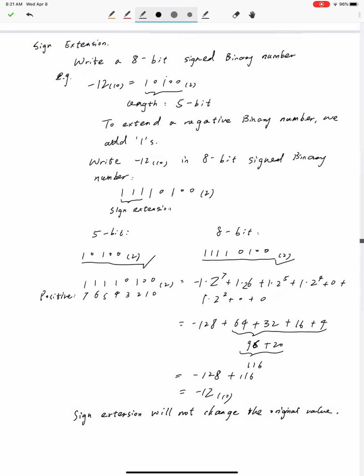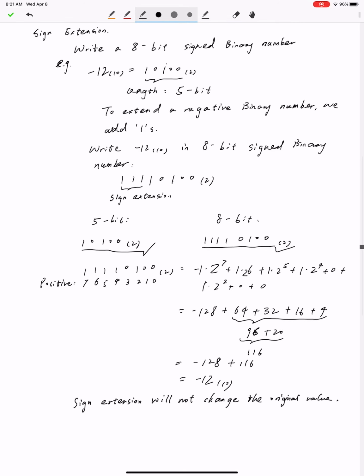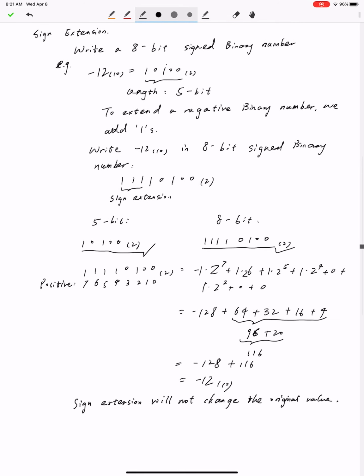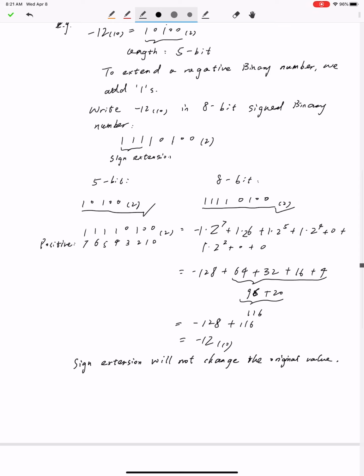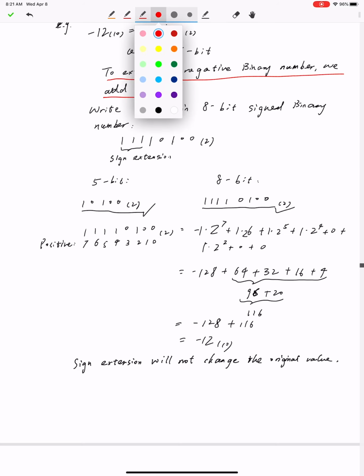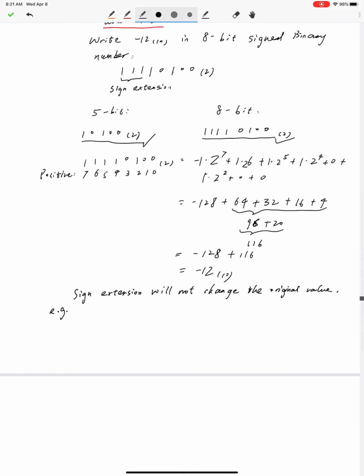So in this example, we showed how to extend negative binary numbers. But how about positive binary numbers? This is the punchline. Let me highlight it. How about positive numbers?